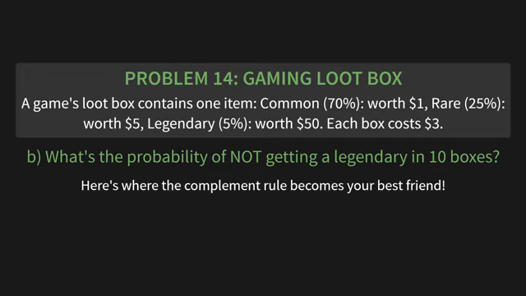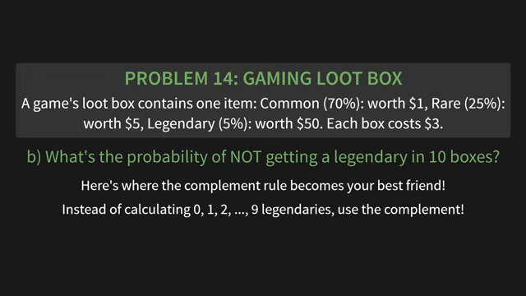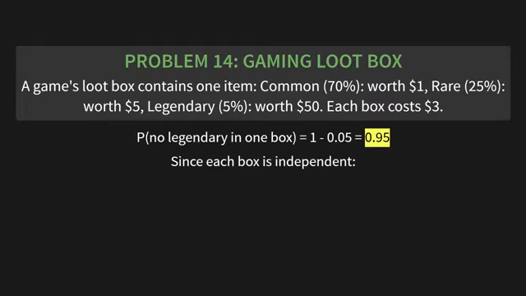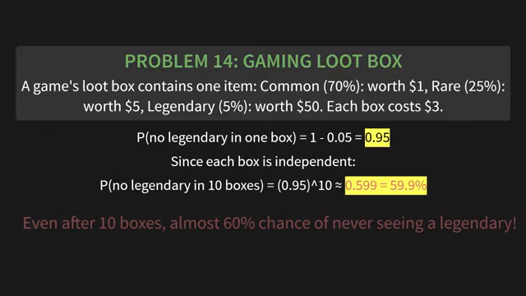This is where reality hits hard. Let's use the complement rule. It's easier to calculate no legendaries than to figure out all the ways to get one or more. Each box has a 95% chance of no legendary. Since boxes are independent, we multiply. 0.95 to the 10th power. 59.9%. Even after spending $30 on 10 boxes, you're more likely to get 0 legendaries than to get even one. Feel that frustration? That's by design.